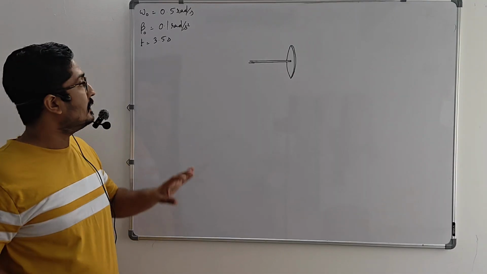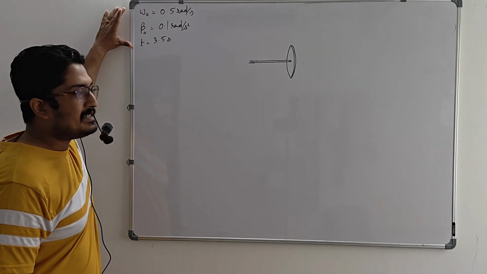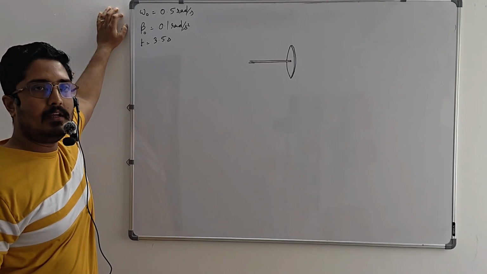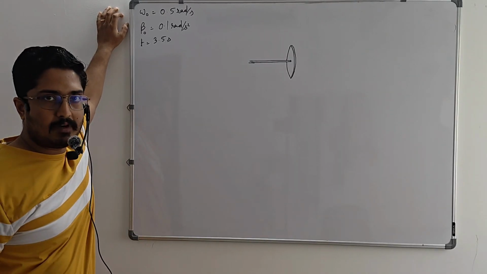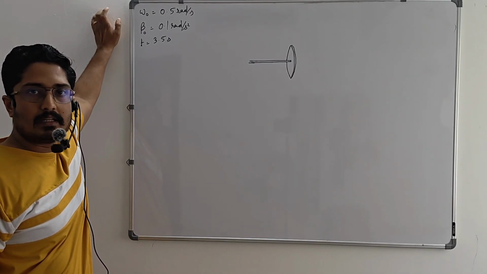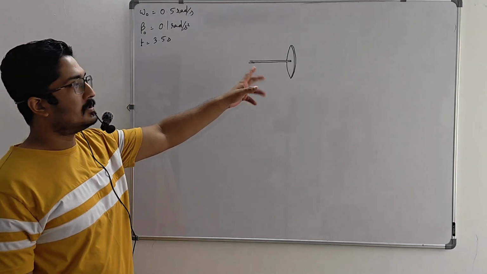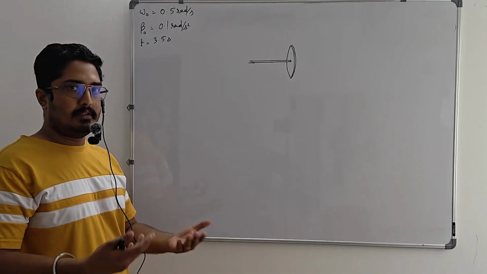So first thing, given data I have written here. Second, they have not given us which body is rotating. Body shape is not specified. Is it a sphere? Is it a disc? Is it a cylinder? Nothing is mentioned. So for my comfort of diagram and all, I have chosen a disc. I could have taken anything, right?